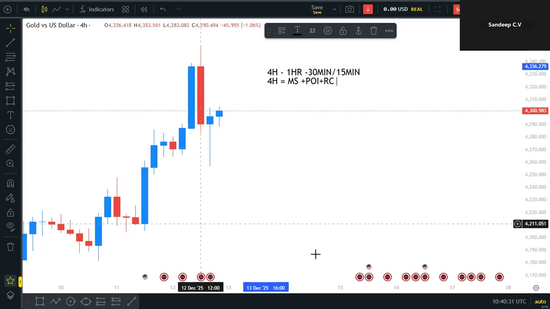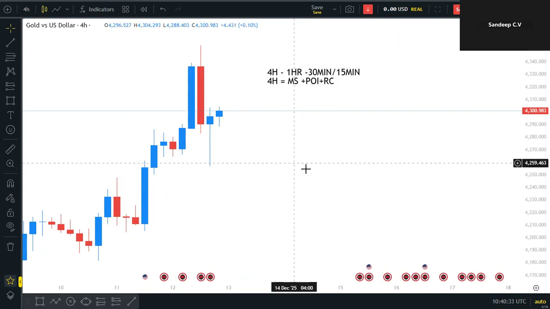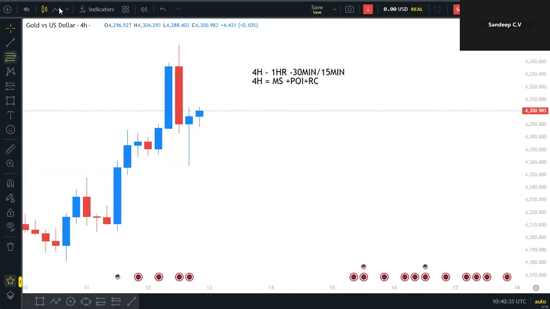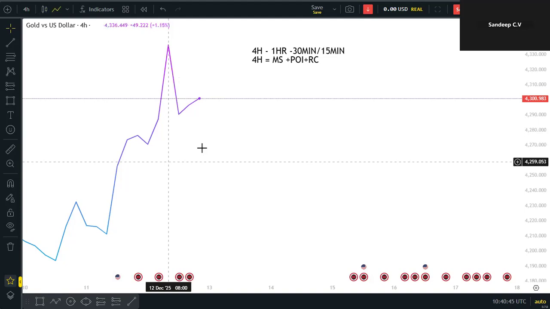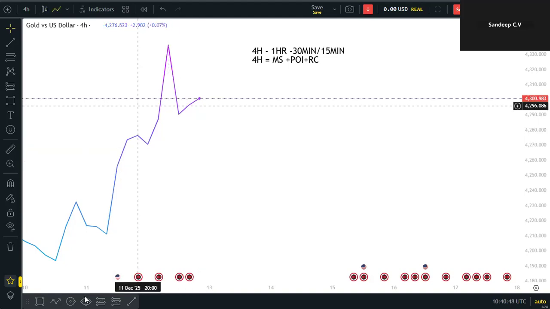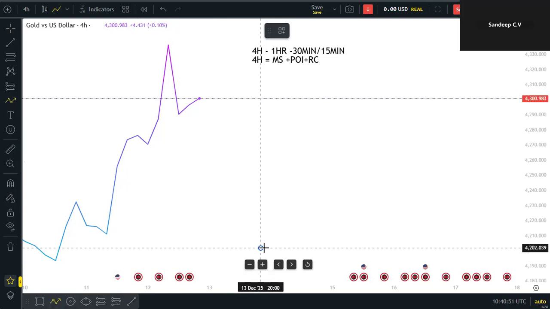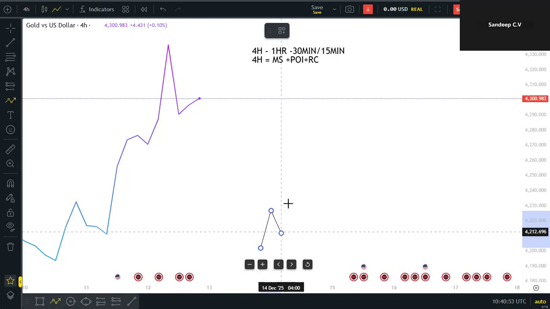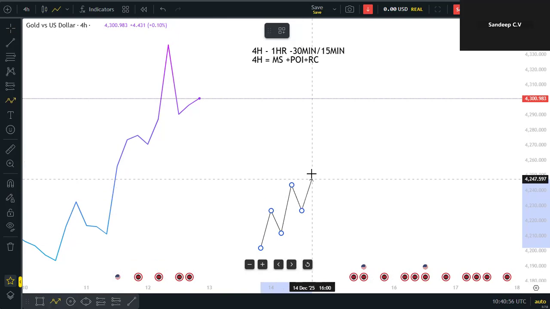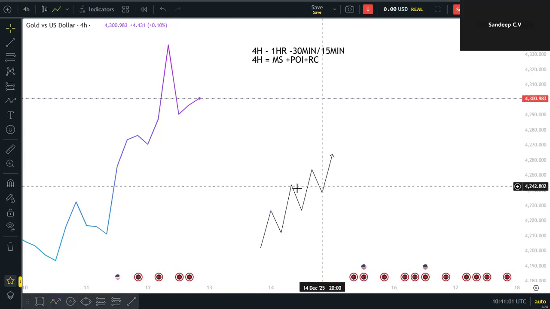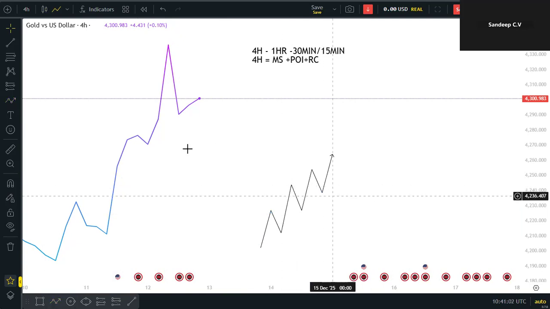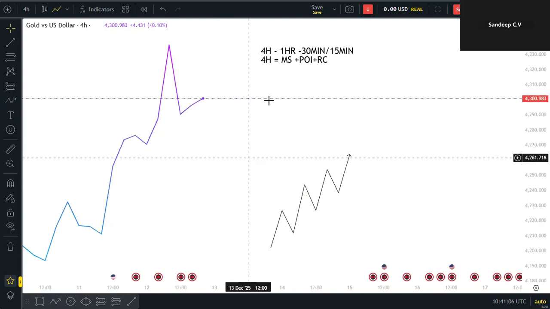If you look at gold, I told you that there are two ways you can map out your market structure. I can use the line charts or I can just use the candlestick pattern. But for clarity purposes, I will use the line chart. From the line chart, I can see that my market structure is bullish, because I have something like this on the chart. Once I have something like this, I know this market structure is bullish.